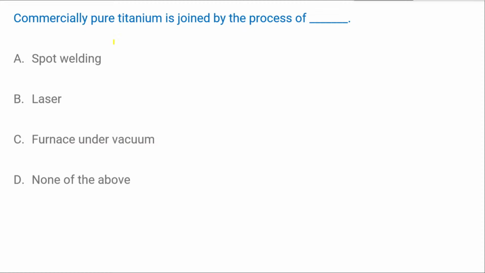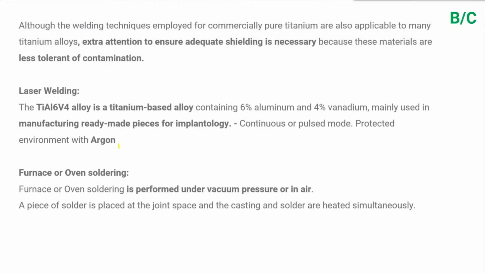Spot welding doesn't occur. We don't do spot welding for titanium. It's either laser or furnace under vacuum. We'll discuss both the options. First, the key point to be noted about pure titanium is that it is very less tolerant to contamination. It is very difficult to do something with this particular metal without contamination. So your welding or joining process should have minimal contamination. For that, I'm giving both the options as B and C, but I'm discussing in the order of preference. The first choice will be furnace or oven soldering, where you're doing it under vacuum.